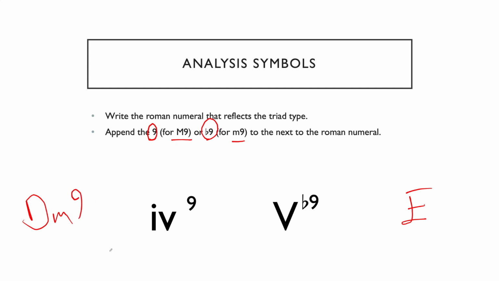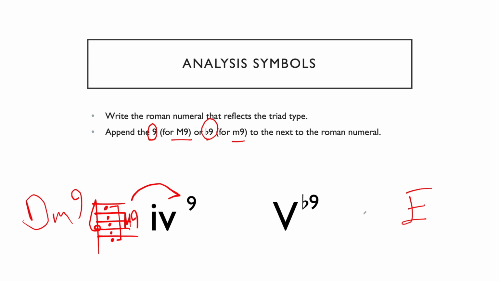If we spell the chord, it will be D, F, A, C, and E. And we see the interval between the root and the ninth of the chord is a major 9. So we write only the number.